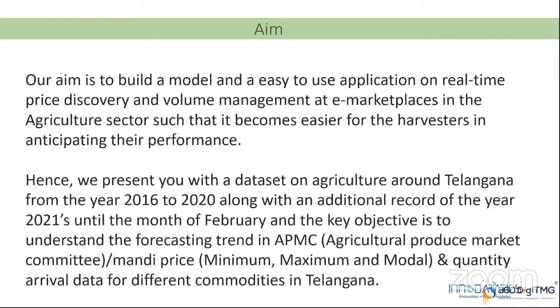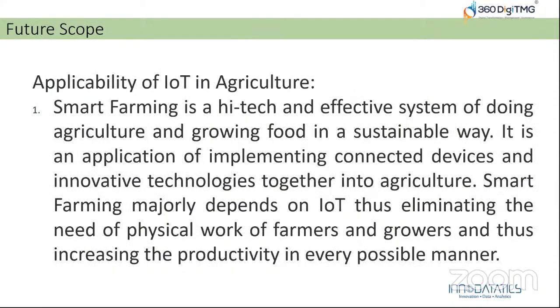And the key objective is to understand the forecasting trend in APMCs. With APMCs, I mean to say agricultural product market committee, in short, it's mandis. So what are we focusing on? We are focusing on the minimum price, the maximum price, and the average price, in the sense, the modal price, and the quantity arrival data for different commodities in Telangana. The future scope.